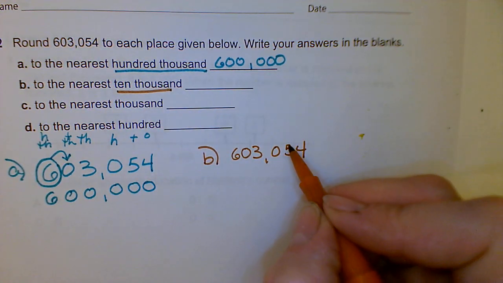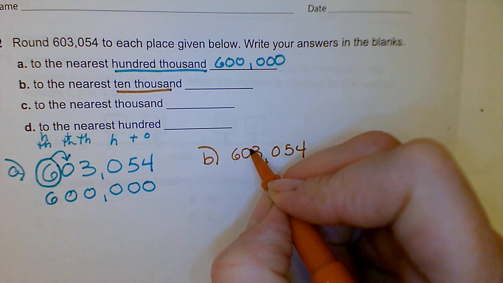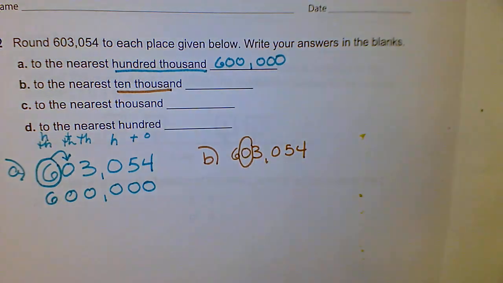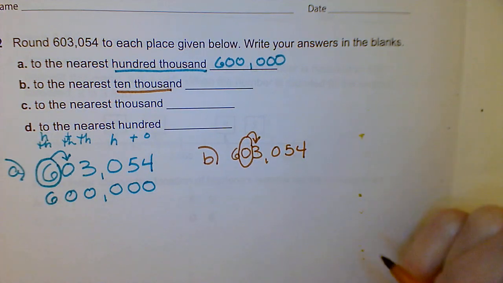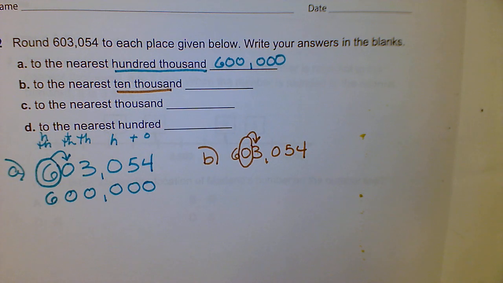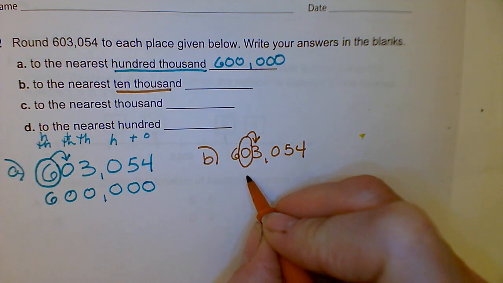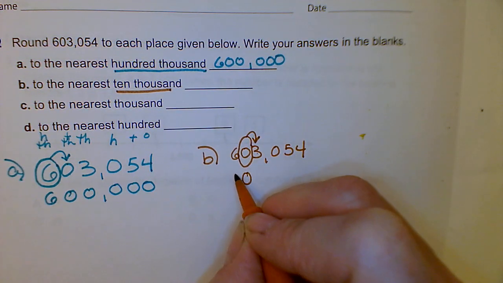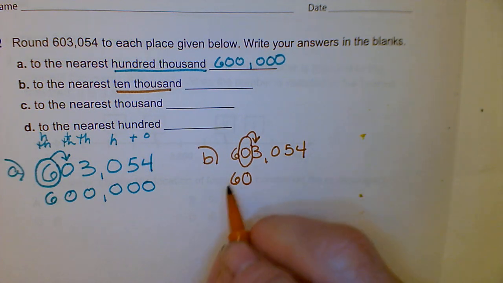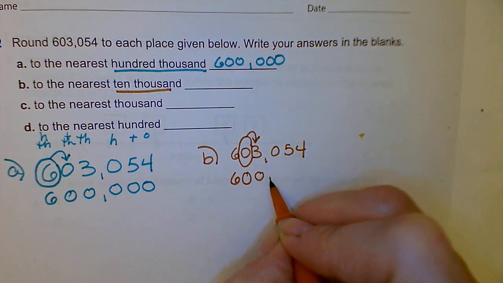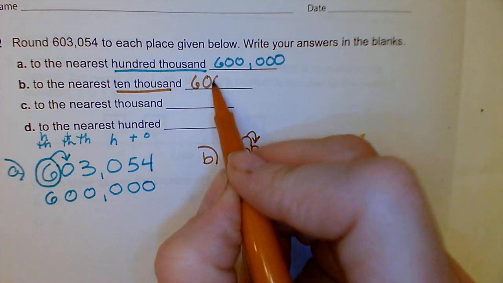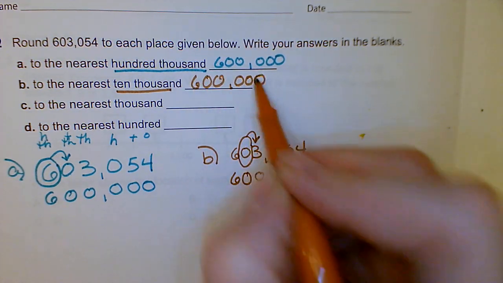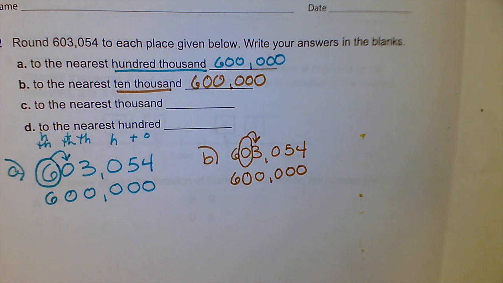So ones, tens, hundreds, thousands, 10,000s. So the 0 is what I'm interested in. And when I look next door, 3 is definitely in the 4 or less category. 3 is less than 4. So I'm going to let that 0 rest. I'm going to keep everything to the left, and everything to the right is going to become a 0. Look at that, we got the same answer. How wild is that? Doing two different roundings. All right, next one.